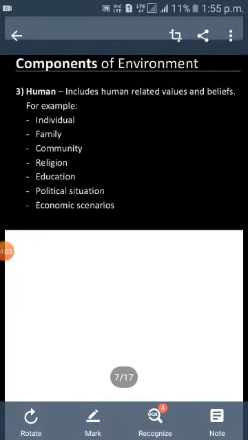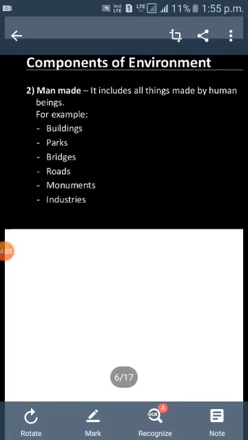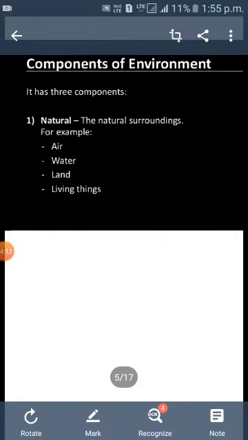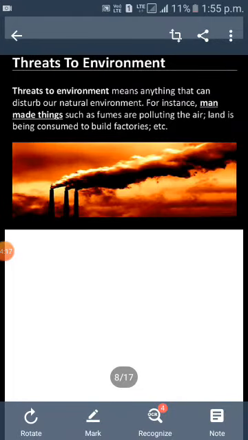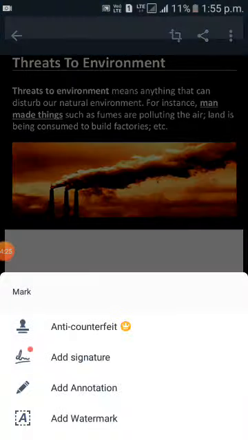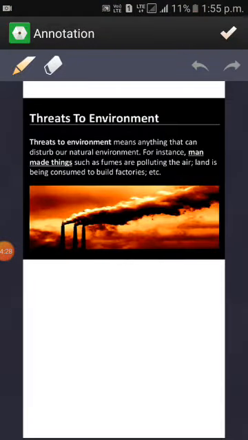So we can just say that there are two components of the environment. One is the natural components, the other is man-made components. Now the next thing we should understand is what we mean by threat to the environment. Threat to the environment means anything that can disturb our natural environment. Anything that can disturb our natural environment, we call it a threat to the environment.